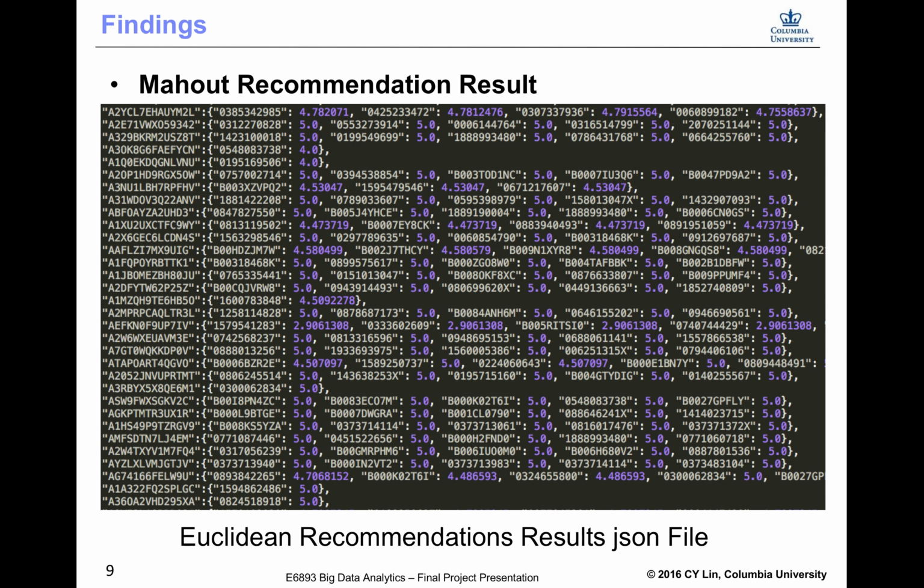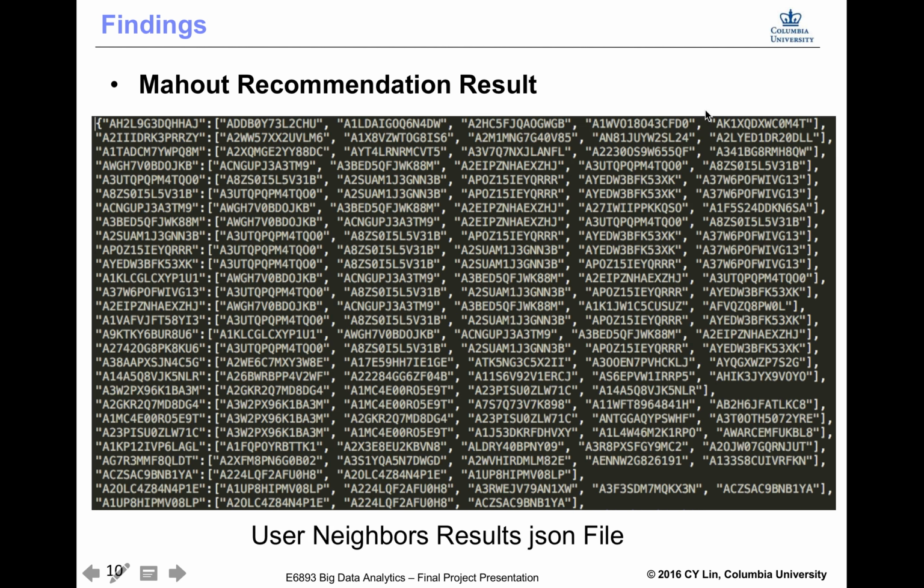Here are some recommendation results. First is a book recommendation. Each line is a recommendation for each user about the top 5 books. And then it's a friend recommendation result. We see for each user, we recommend the 5 nearest neighbors for them.